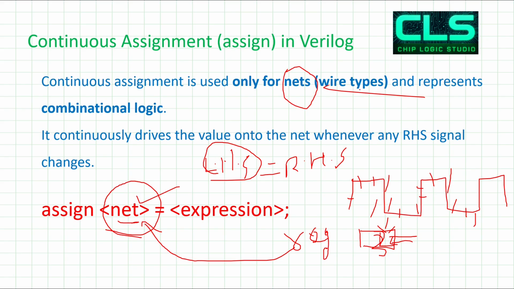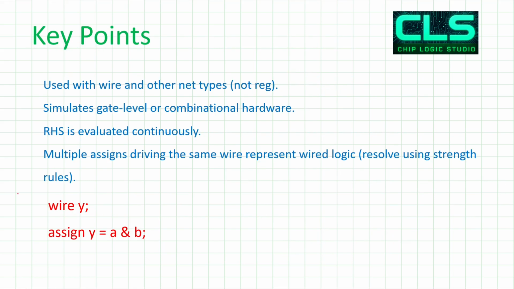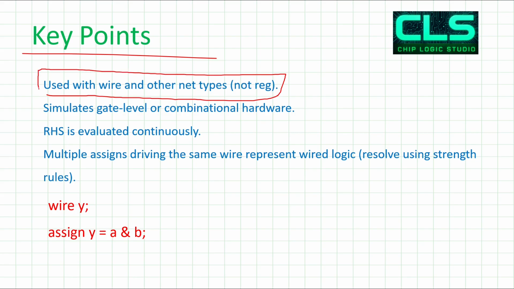Continuous assignment is going on, so a wire type is needed because current flows continuously through something, right? So the key thing you have to remember while writing your assign block is that it is used with wire and other net types, not reg. I have already made this clear. And one thing is that here A and B can be reg or wire, that is fine, but the condition is that the LHS should always be a net type. It simulates gate level or combinational circuits.